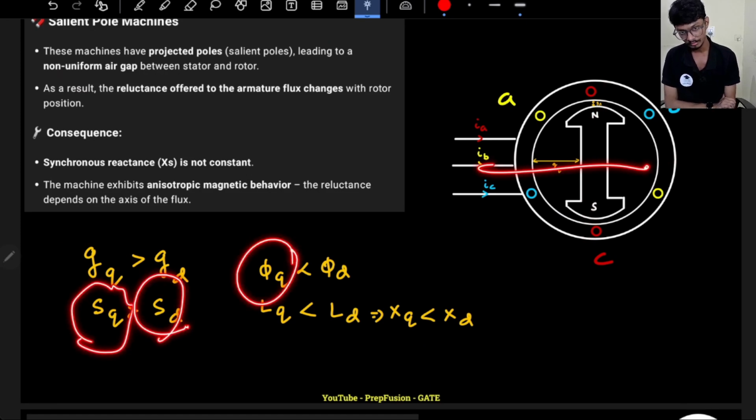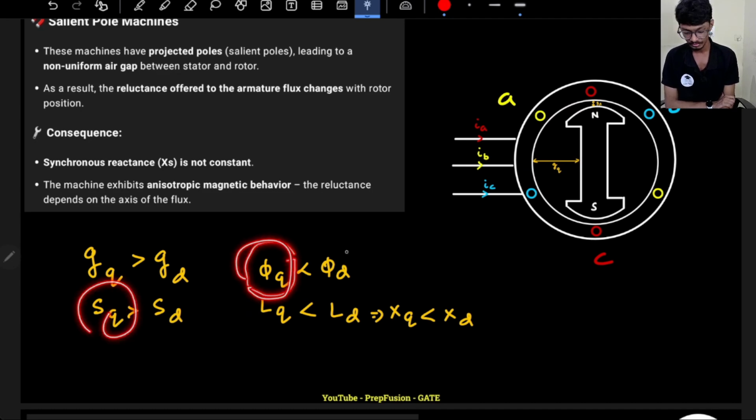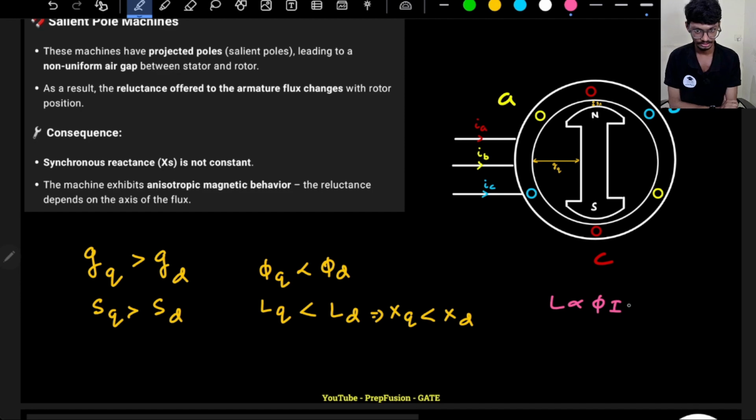My flux will be lower because flux is mmf upon reluctance. The mmf is constant because it will produce some constant amount of mmf, right? So flux will be lower in the q axis because reluctance is higher, and flux will be higher in the d axis. Now if flux is lower, inductance will be lower because my inductance is what? It is phi upon I, something like this, right? Inductance is simply phi upon I, correct? If you remember it properly, it is phi upon I basically.